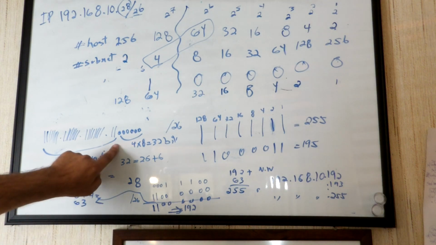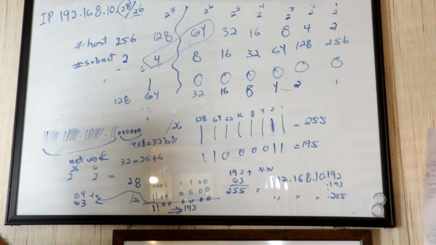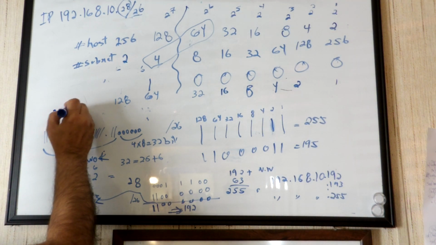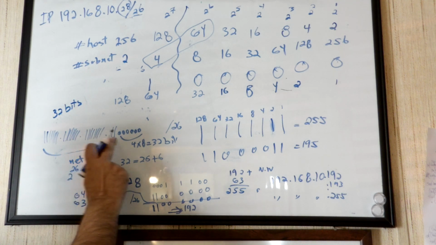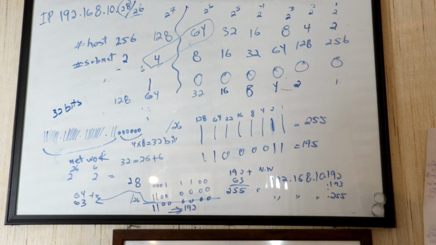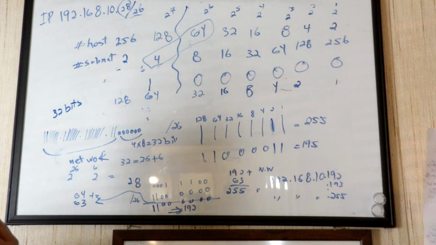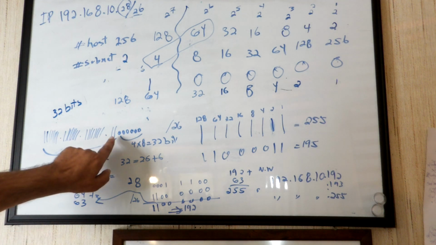If you have something like this, IPv4 is 32 bits. That means 8 here, 8, 16, 24, and then another 8 is 32. 24 plus 8 is 32. But it depends on the hosts we need.